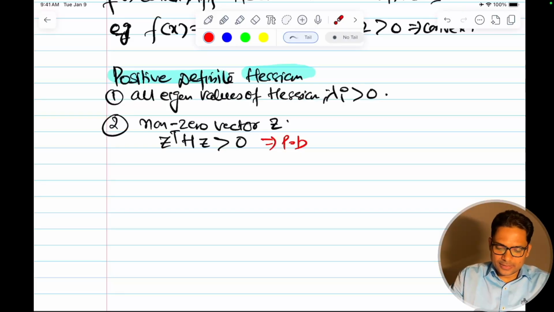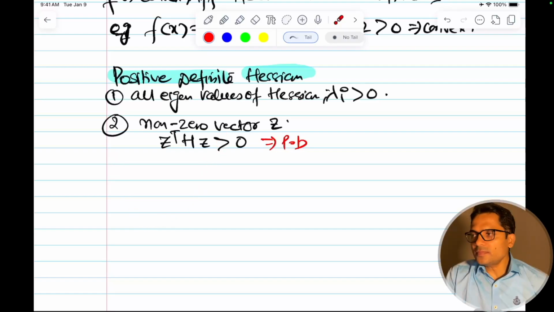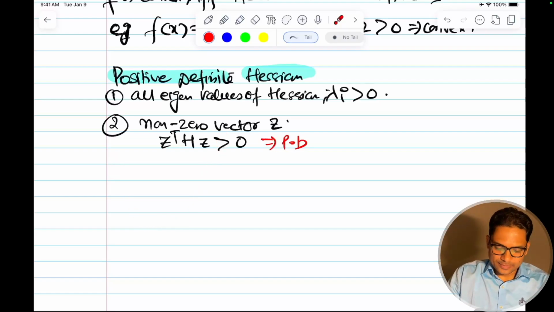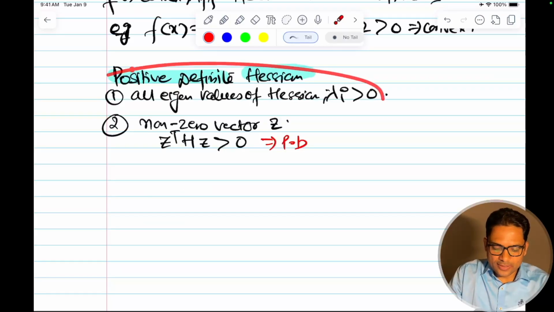So this means that this is a convex function, and the function is increasing in all directions. Okay, this means the point is a minima. Here the curvature is going upwards, the curve is going upwards in all directions. That's why this point is a minima. That's what positive definite means.